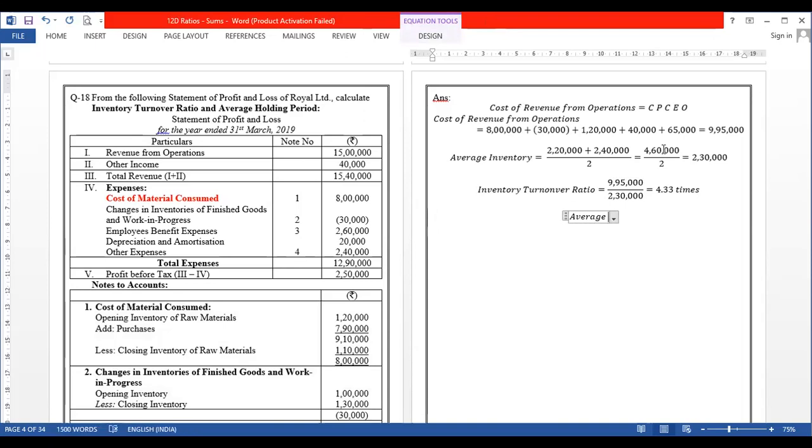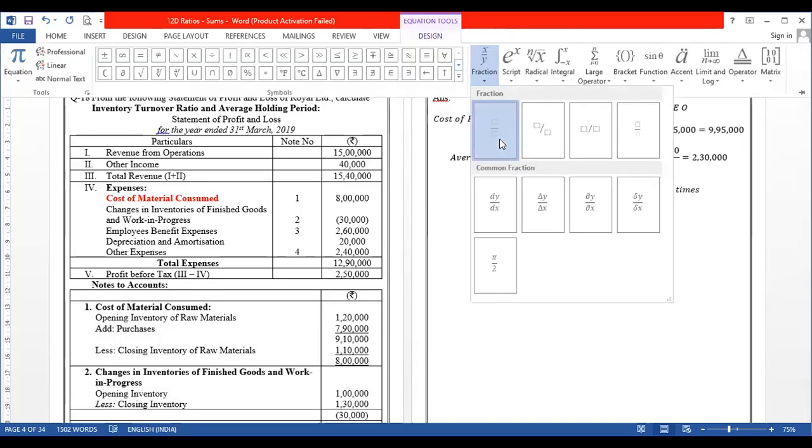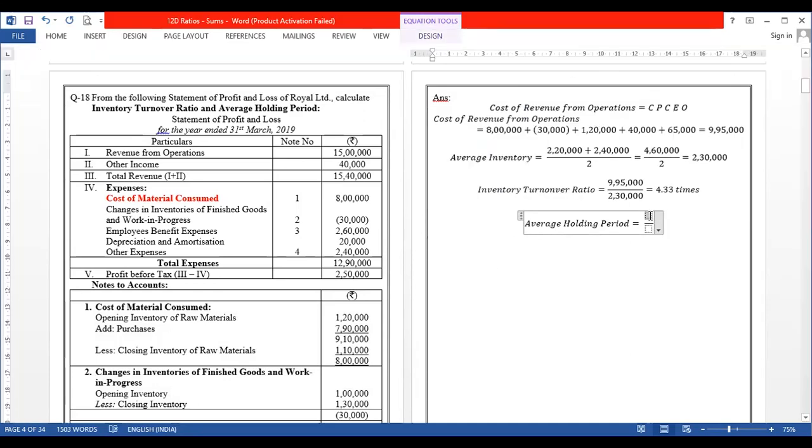Average holding period. Yes, how many of you remember the formula for this? Average holding period is equal to? It is days or months in a year divided by inventory turnover ratio. Correct. I'll take days in a year to be divided by inventory turnover ratio. Okay, fine. So days in a year.